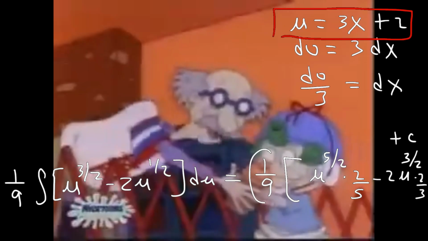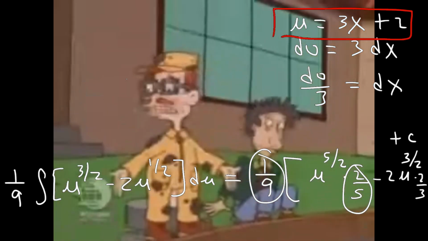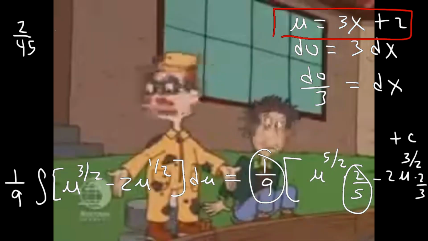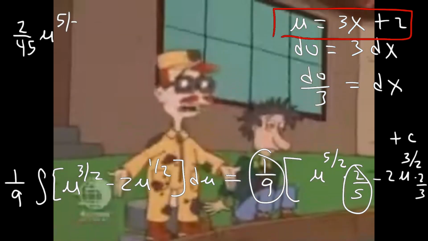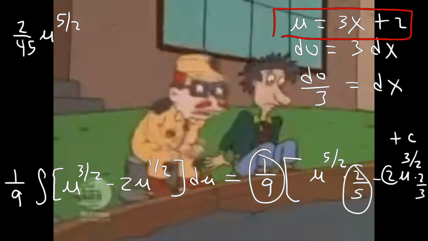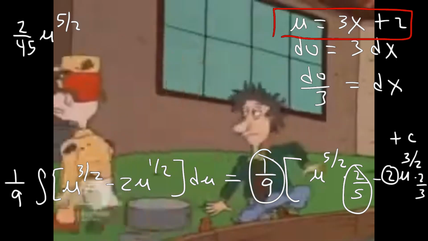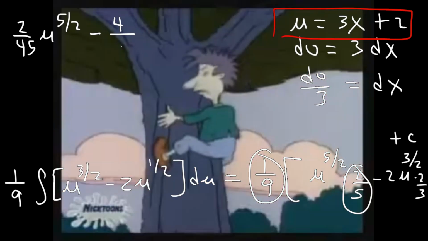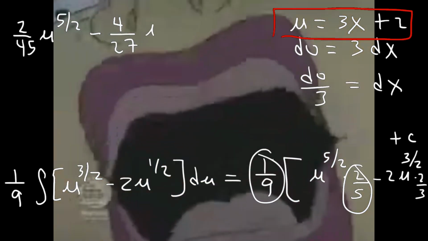So now let's distribute 1 over 9 to everything on the inside. So 1 over 9 times 2 over 5, that's going to be 2 over 45 times u raised to the 5 over 2. And then we have 1/9 times -2 times 2 over 3, this is basically -4/3. So that's going to be -4 over 27. And that's u to the 3 over 2, and then plus c.